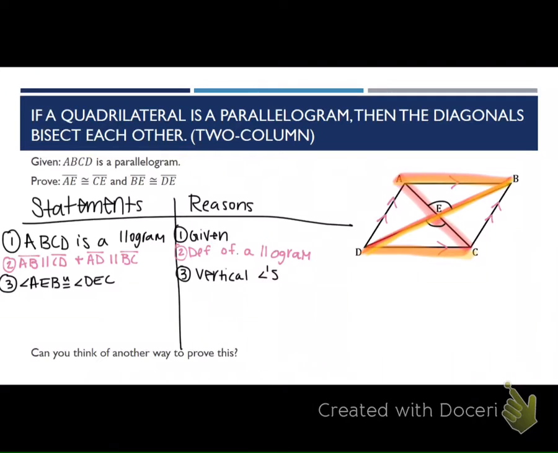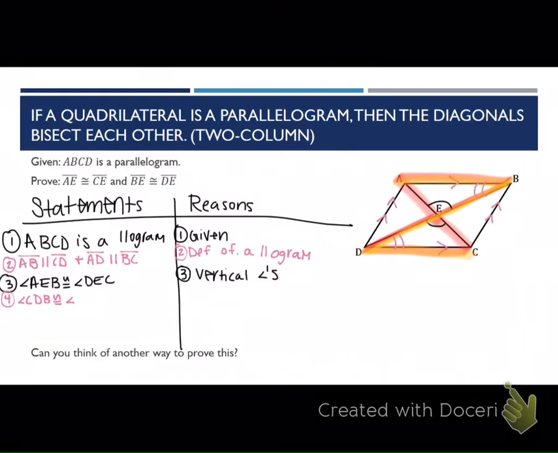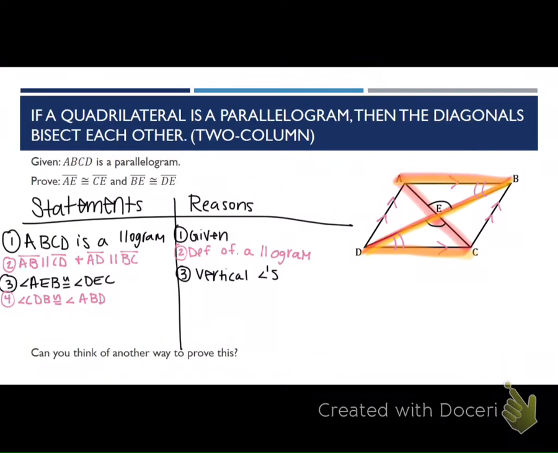CBD. Or CDB. CDB, yes. And ABD are congruent by what? CDB is congruent to angle ABD by alternate interior angles. Did we use that yesterday at all? Yes, we did.